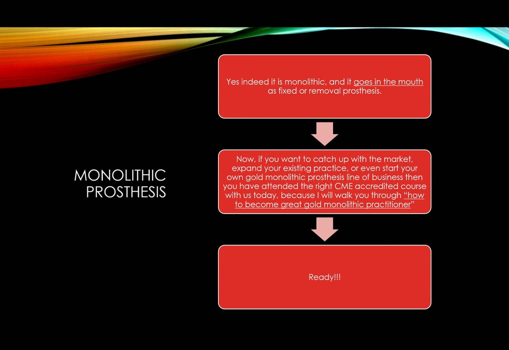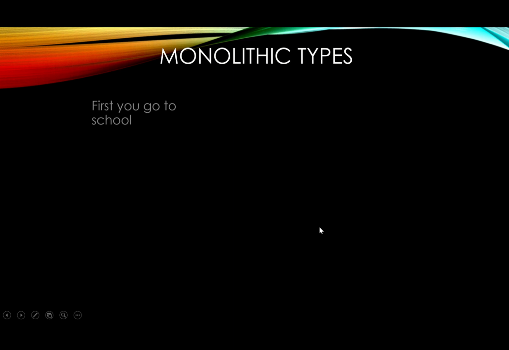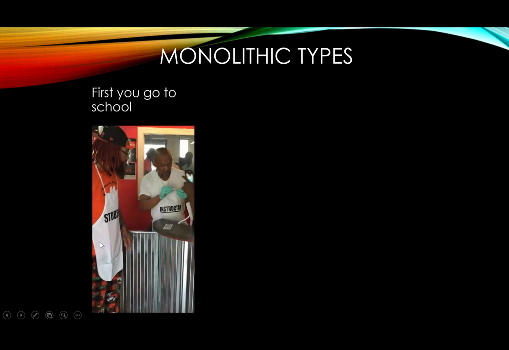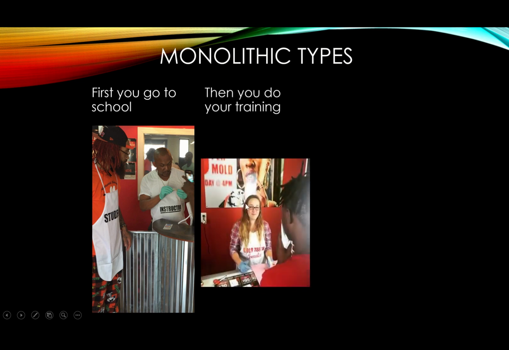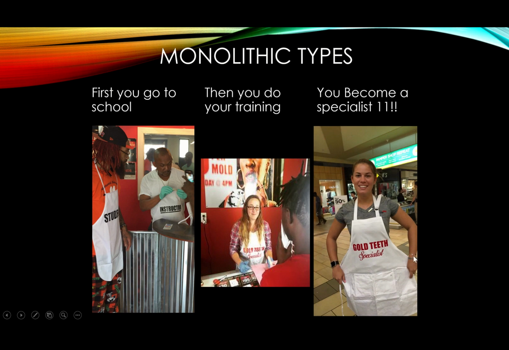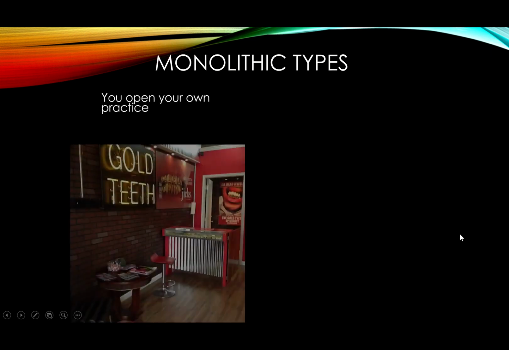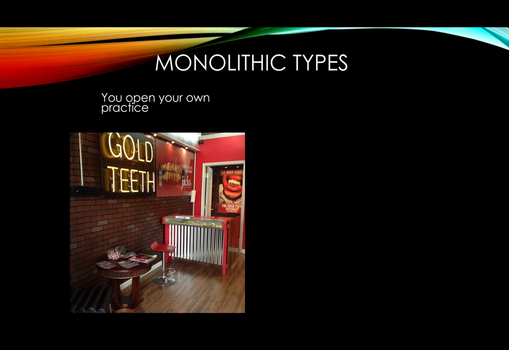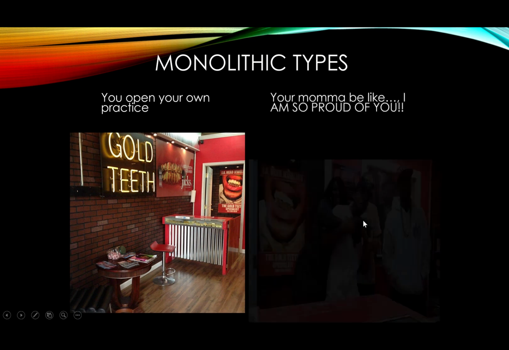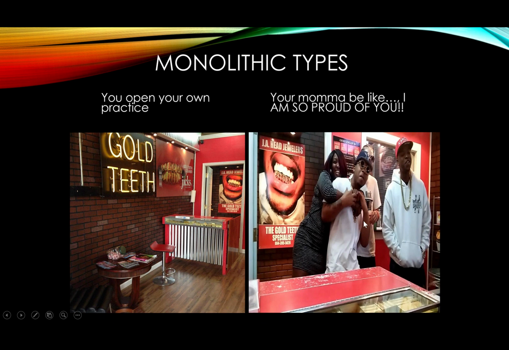And let's just walk through how to become a great gold monolithic practitioner, just to look at it. First, you go to school, obviously, student, instructor, right? Then you do your training. That's a trainee right there. And you become a specialist. You see, it even says so, gold teeth specialist. I don't know if there is a license for it or not, but I found these photos and I think it's interesting. All right, you open your own practice. Your mama be like, I am so proud of you.